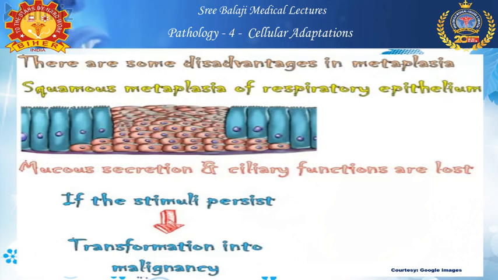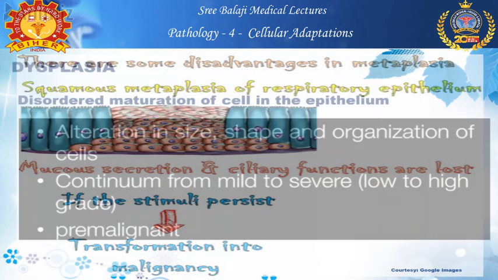The changeover is actually good, but not always. The major disadvantage is, for example, the changeover of tall columnar cells to squamous in respiratory epithelium also decreases the secretion of mucus and the ciliary function is lost. So, if the stimulus persists for a longer time, it helps the transformation into malignancy. So, this is what we say: removal of the stimuli can restore normal survival, or the persistence of the stimuli leads to the transformation to malignancy.